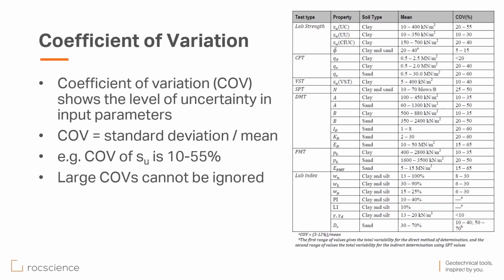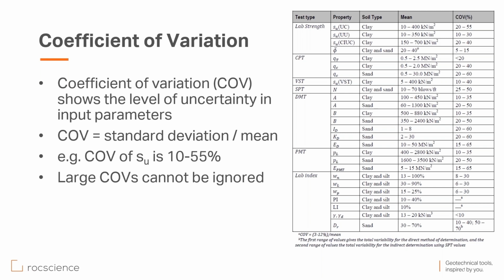To measure these uncertainties that I mentioned, we use a parameter called coefficient of variation, which shows the level of uncertainties in input parameters. It's defined as the ratio of the standard deviation to the mean value of the soil properties. There are a lot of studies, such as this table that you can see here, and we have some of these tables in Slide 2 and Slide 3 software, in which we provide the recommended values for the coefficient of variation of input parameters.